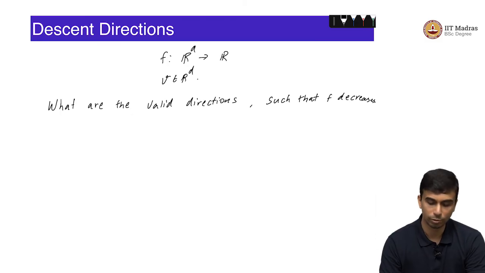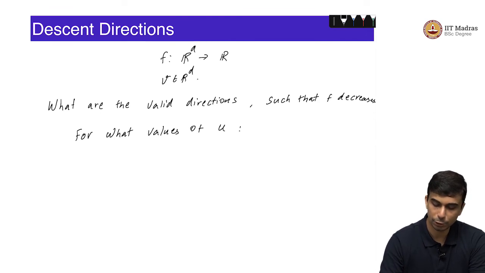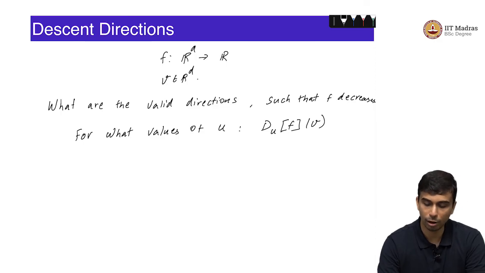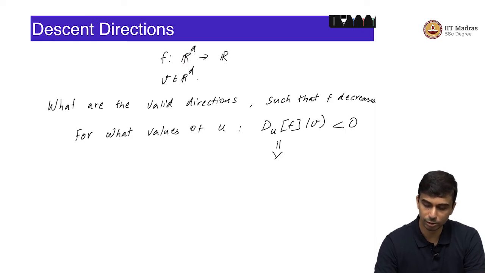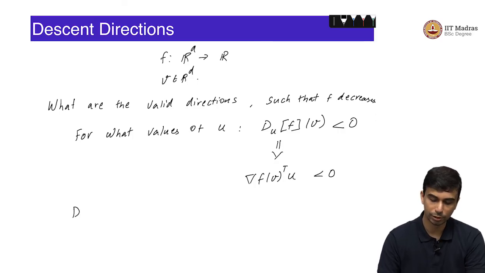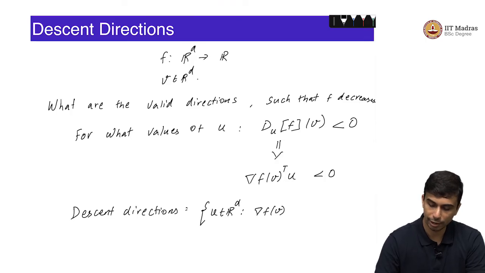Right. Or in other words, for what values of u can you say the directional derivative of f along u evaluated at v is less than 0, or in other words, this is grad f of v transpose u less than 0. So, the set of descent directions is simply the set of u in R^d such that grad f of v transpose u is less than 0.